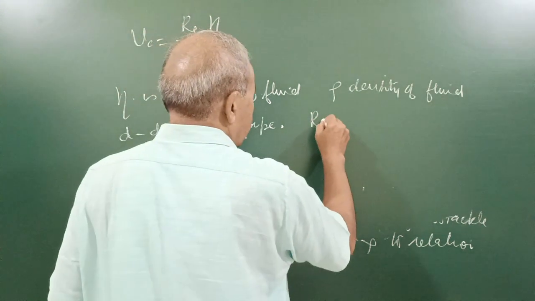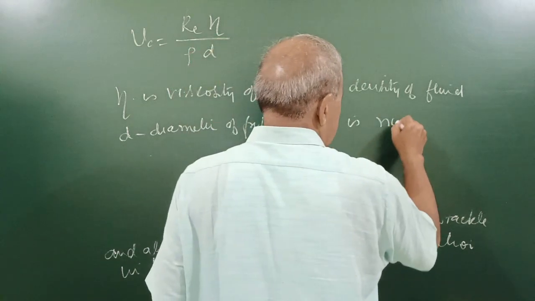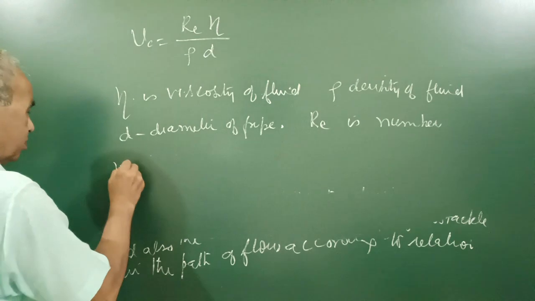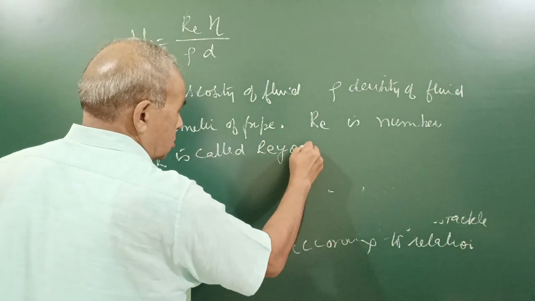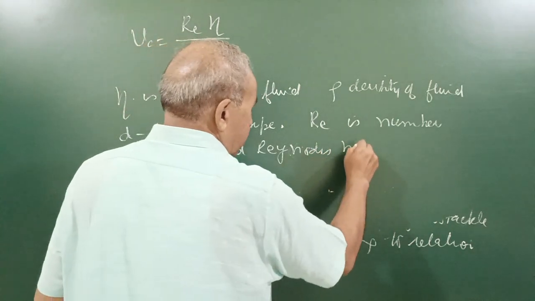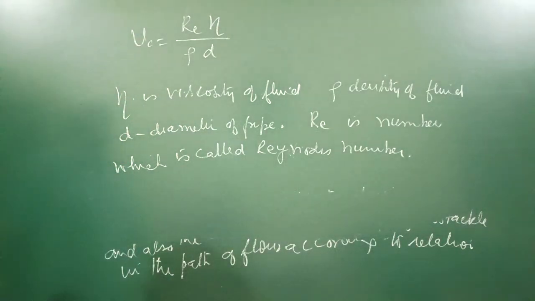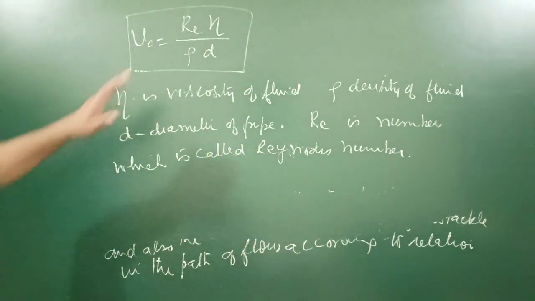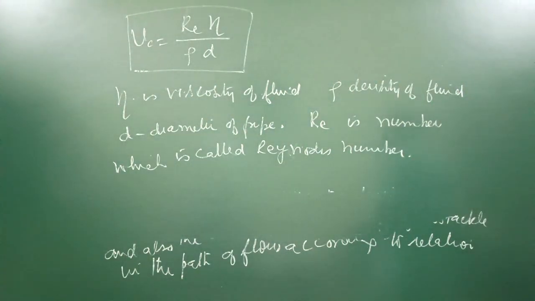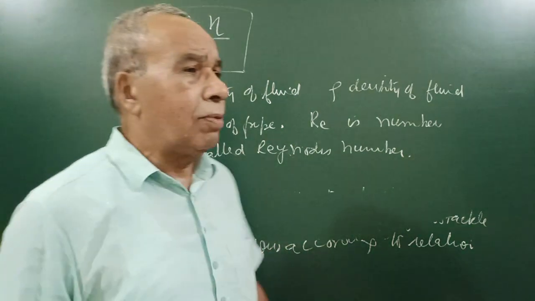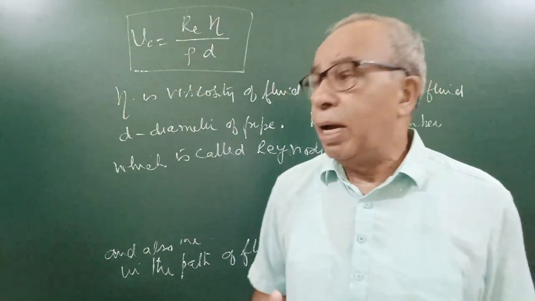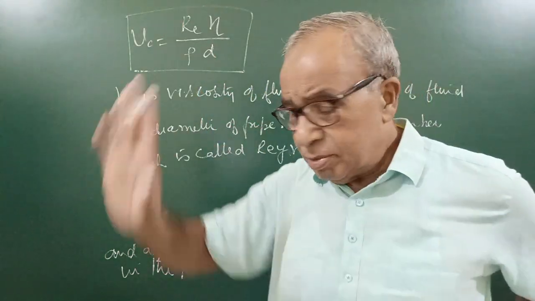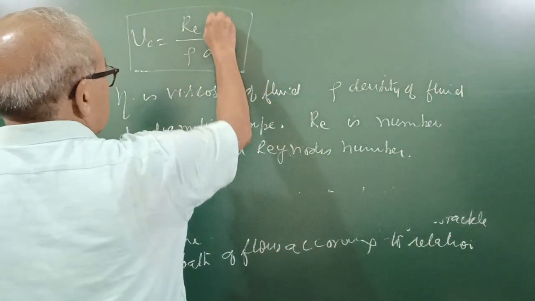Re is a number which is called Reynold's number. So now from this formula you can find, Re is a number, it is the same for geometrically same flow. If two liquids like oil and water having different density, different viscosity are flowing through pipes of the same diameter, then Re is the same for them. I will write it.